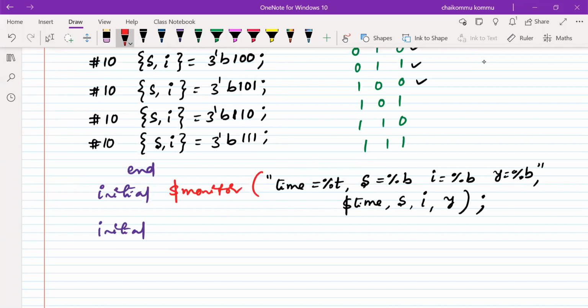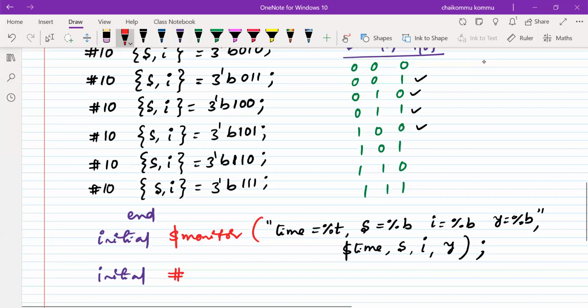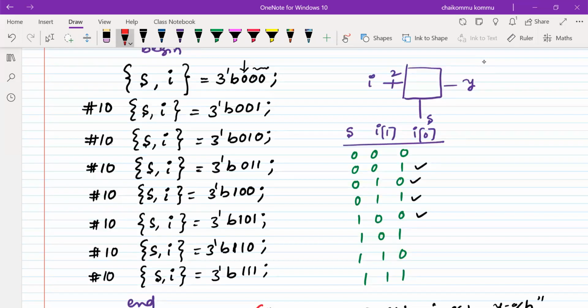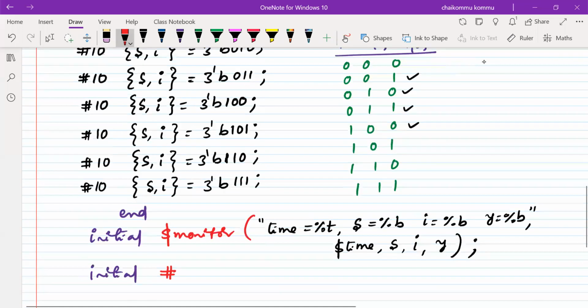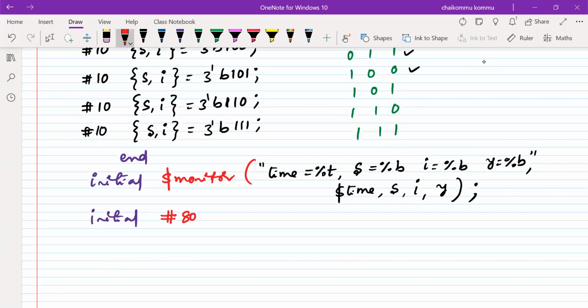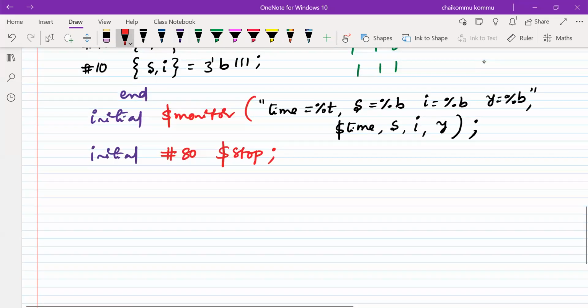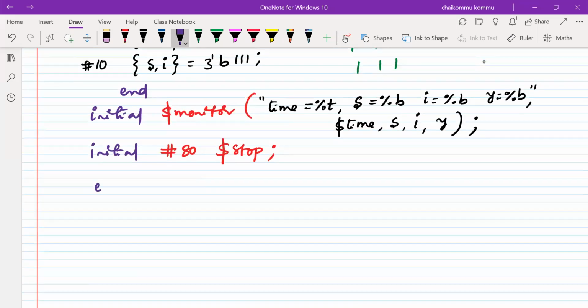When do I need to stop my simulation? Counting 10, 20, 30, 40, 50, 60, 70 nanoseconds, the last input change is at 70 nanoseconds. I want to stop my simulation at 80 nanoseconds, so it is better to wait another 10 nanoseconds. There we can write $stop or $finish. Finally, we need to write endmodule.